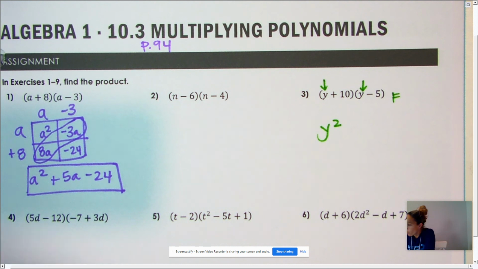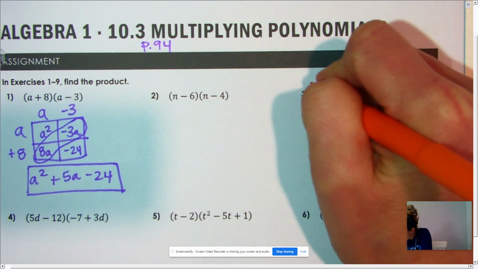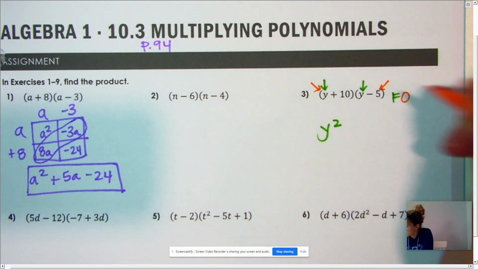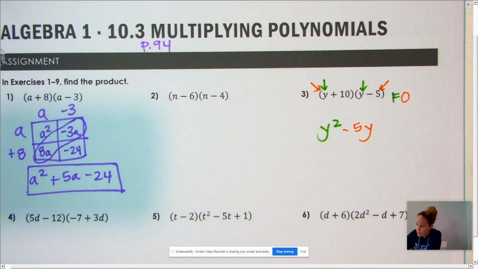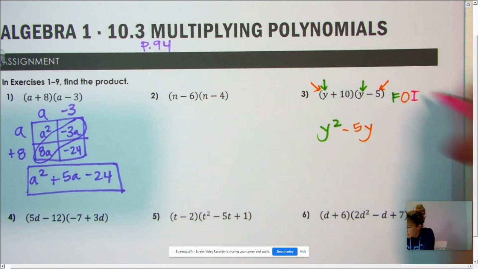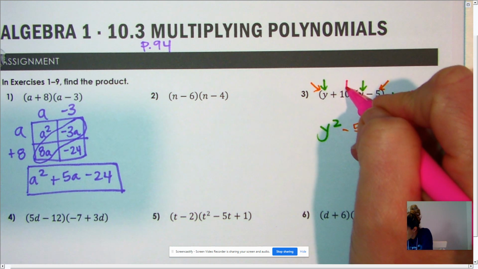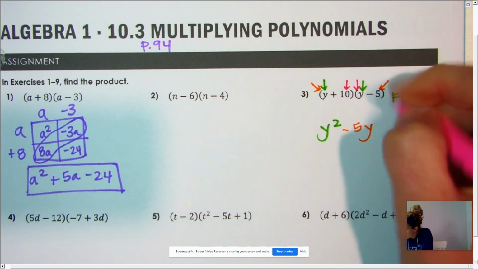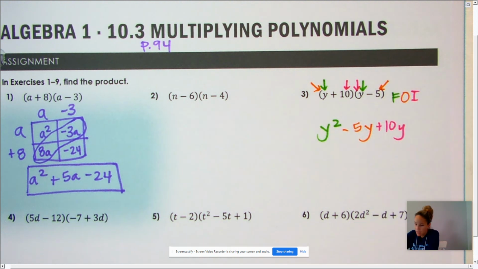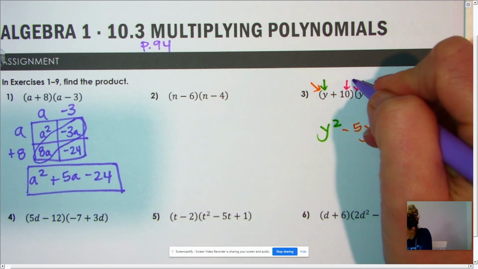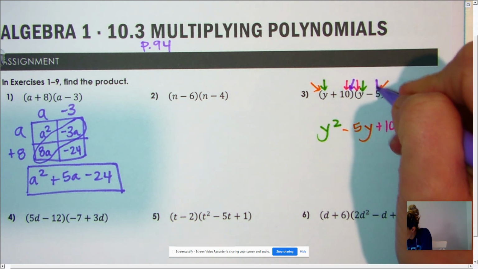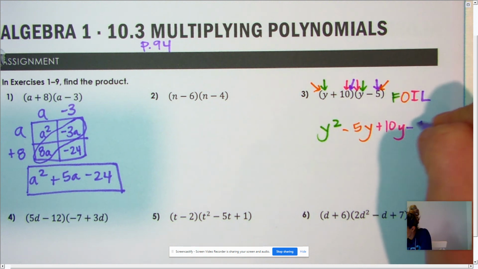Then we'll do the outers. And the outers are these ones that are on the outside edges, the y and the negative 5, so negative 5y. Then we will do the inners. And so we'll go 10 times y, so that gives us 10y. And then we'll do the lasts. The L stands for lasts. So the 10 and the 5 is negative 50.